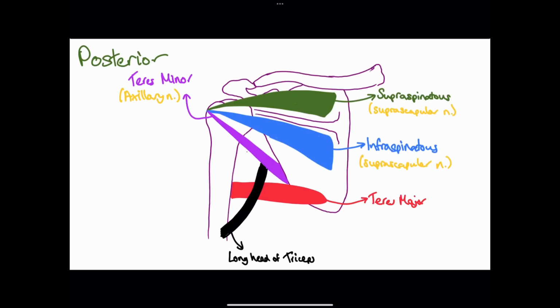The first space created is the upper triangular space. This is formed by the teres minor, teres major and the long head of triceps. In this space the scapular circumflex artery travels.